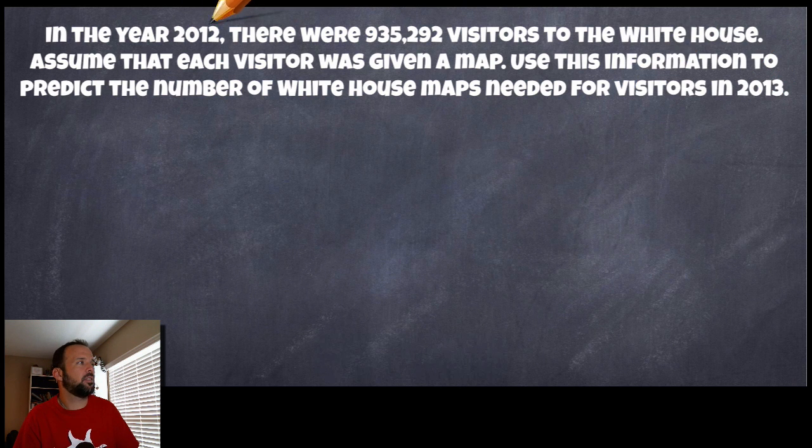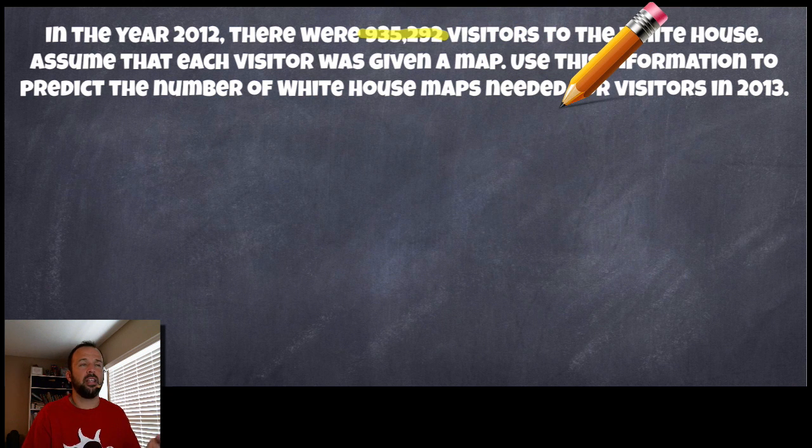So we know the 2012 number, which was 935,292. We want to assume that everybody gets a map, so all of these visitors all got a map, right? So using that, how many maps are they going to need for 2013? So in 2012, they needed 935,292. About how many maps do you think they're going to need for 2013?